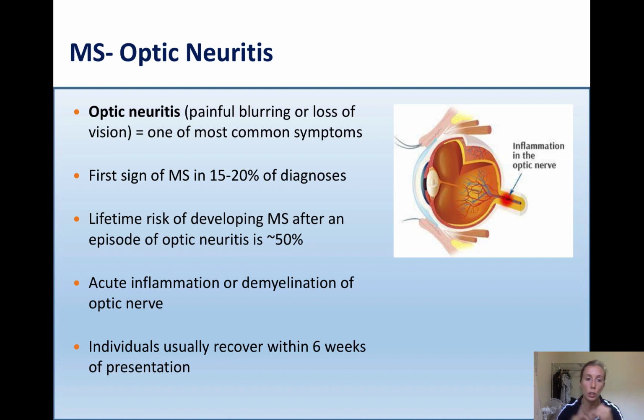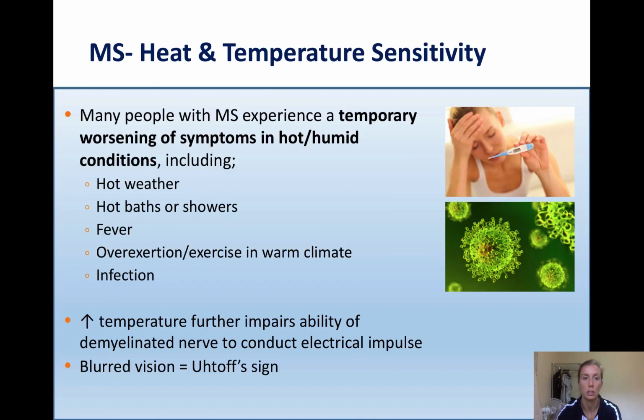So what's going on is we've got acute inflammation or demyelination of the optic nerve, which sits at the back of the eye, which you can see in the diagram there. So when this becomes inflamed or there's that damage to the myelin sheath, you can get this vision loss or this blurred vision. Now, when it's an acute bout, presentation, people usually recover within 6 weeks, but what we'll talk about later is this can relapse and occur and then get better and then occur again, etc.